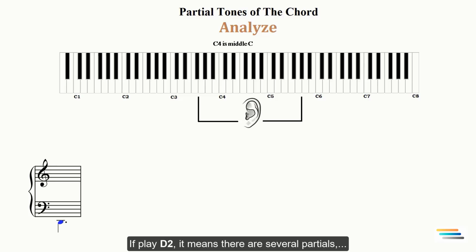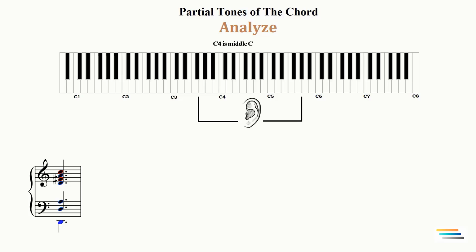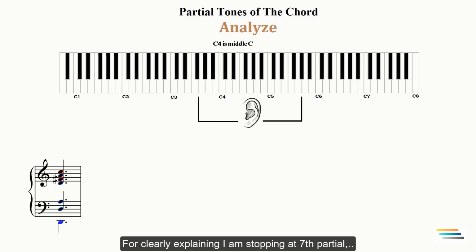If we play D2, it means there are several partials which sound at the same time with the fundamental. The fundamental tone is D2, which we play on the piano. The fundamental tone is also called the first partial. Second partial is D. Third is A. Fourth is D. Fifth is F sharp. Sixth is A. And the seventh is C. For clearly explaining, I'm stopping at the seventh partial because if I write all partials, this series goes on to infinity.